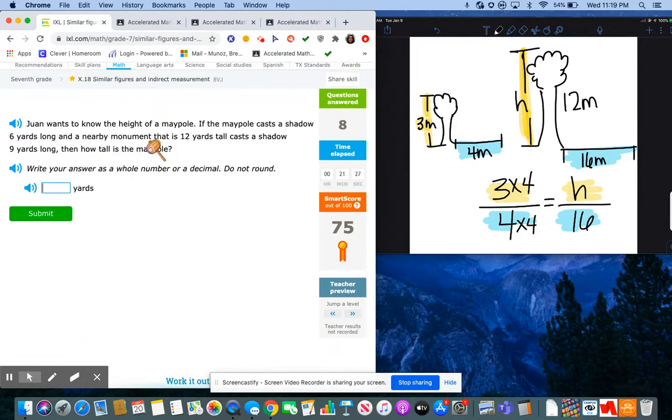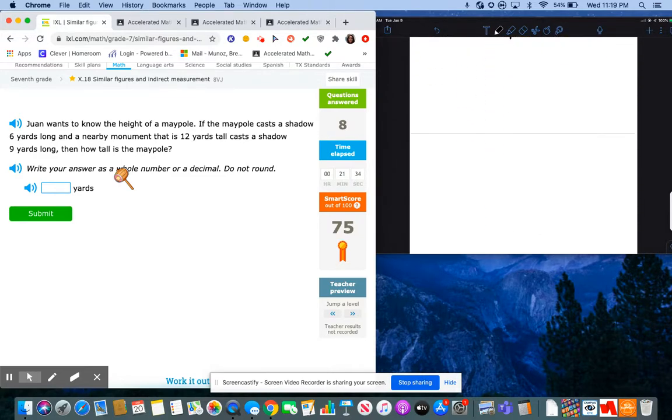So this level is all word problems. So for word problems, you have to sketch the problem, right? So here it says, Juan wants to know the height of a maple. If the maple casts a shadow 6 yards long and a nearby monument that is 12 yards tall casts a shadow 9 yards long, how tall is the maple? So we can just draw a small, skinny rectangle to do the job of the maple, right?